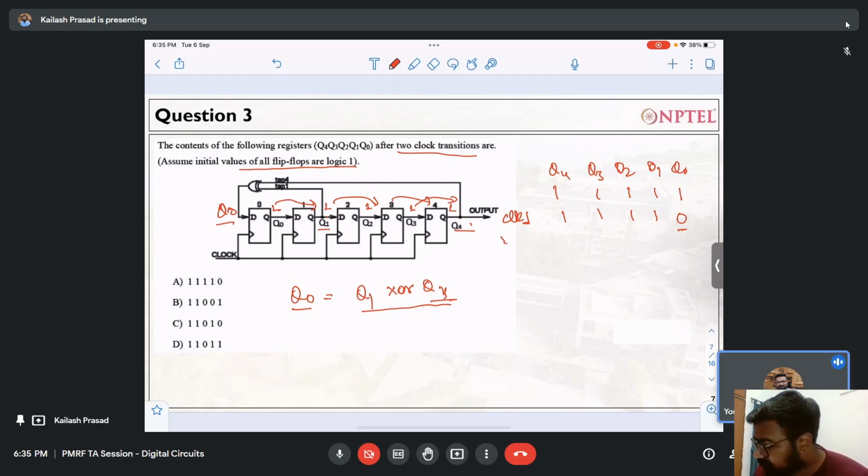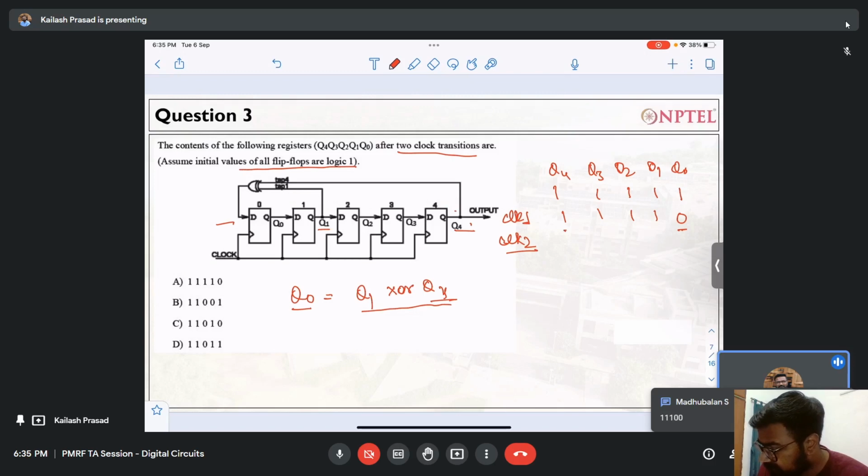Okay, let's see now. The second cycle, in clock 2, again the very first thing I will do is put the initial state for the second cycle. What is the current state? It is 0 1 1 1 1, right? So in the next state, what will happen? Q0 will be 1 coming from here, and again 1 coming from here. 1 XOR 1 is 0, right? So in the next clock cycle, it will again remain 0.